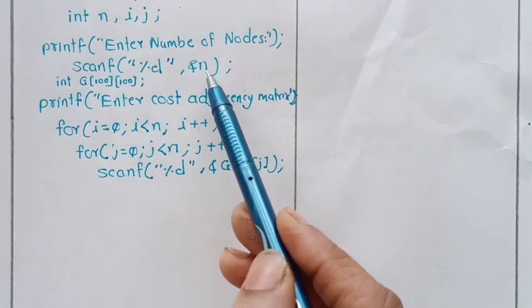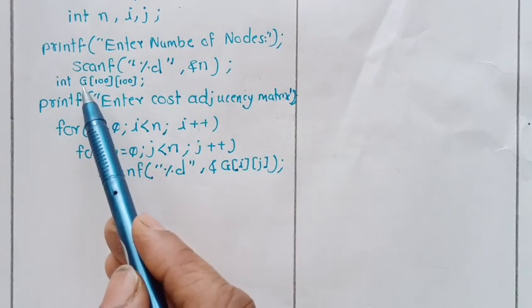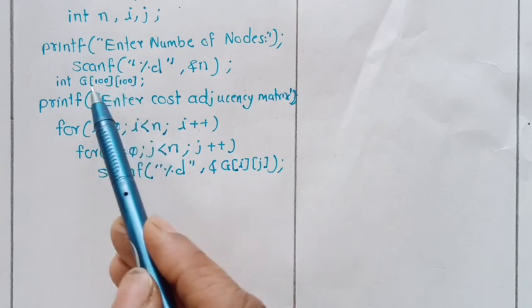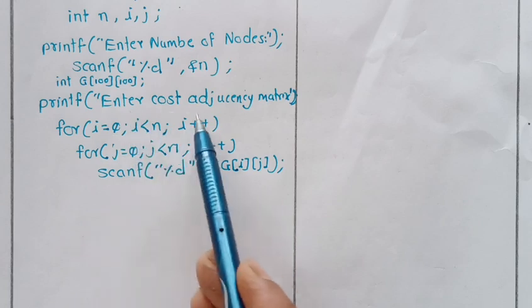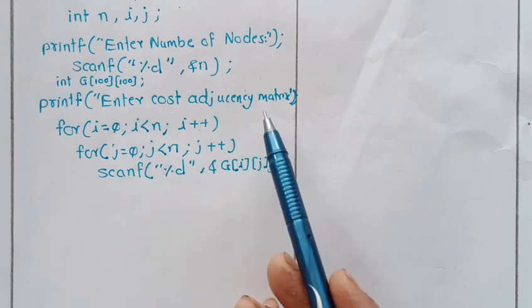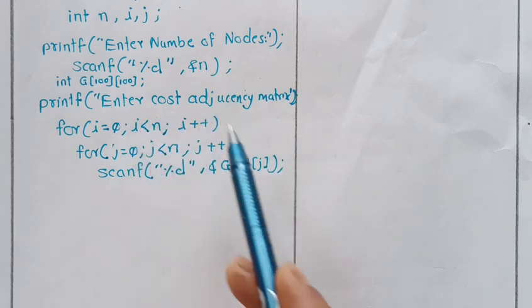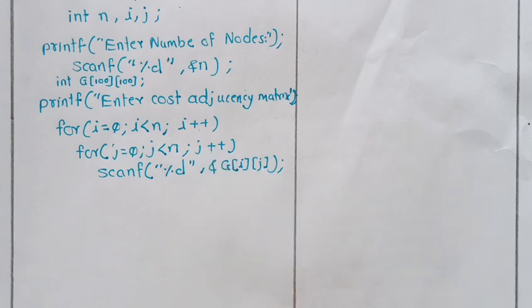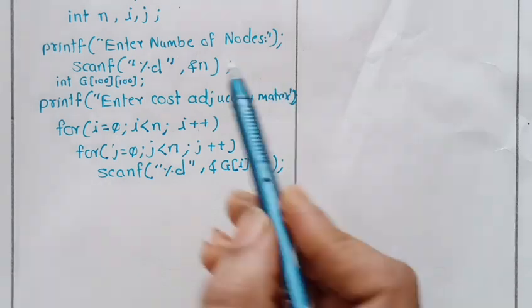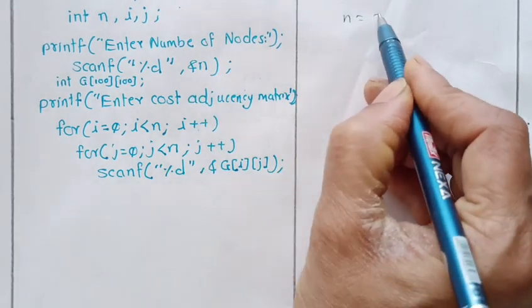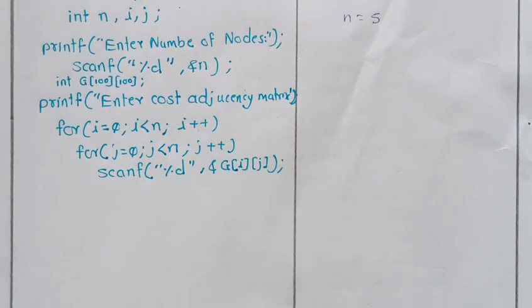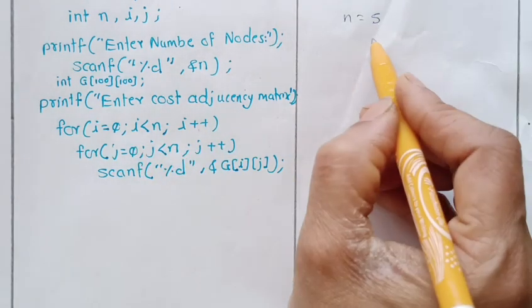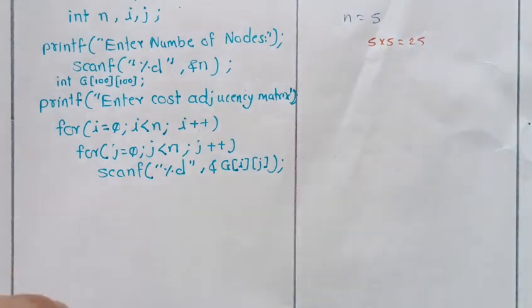After reading the number of nodes, you have to declare one more matrix variable, G[100][100]. So a 100 by 100 matrix is declared here. Next you have to enter the cost adjacency matrix. Using that cost adjacency matrix, you can find out from one node to another node how much cost will occur. Suppose you are reading n here and the n value is 5. If n is 5, how many costs do you have to enter? 5 into 5, 25 numbers you have to enter here.